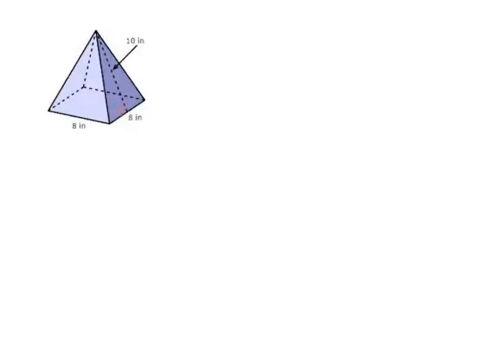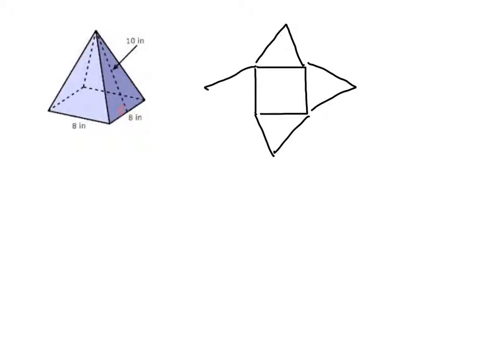In the instances with the pyramids, I like to draw out a net to help me visualize things a little bit better. So my net is going to have my square base, and then I'm going to have my triangles flattened out coming off of that square base. Okay? Then I can see I now have 4 triangles and 1 square. My dimensions of my square are 8 by 8, and the height of my triangle is indicated as 10.